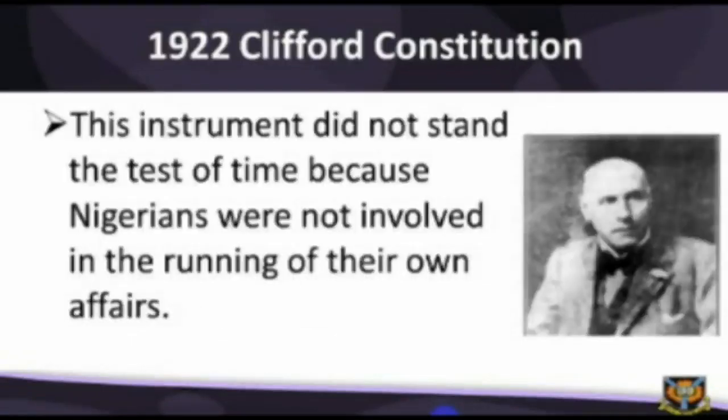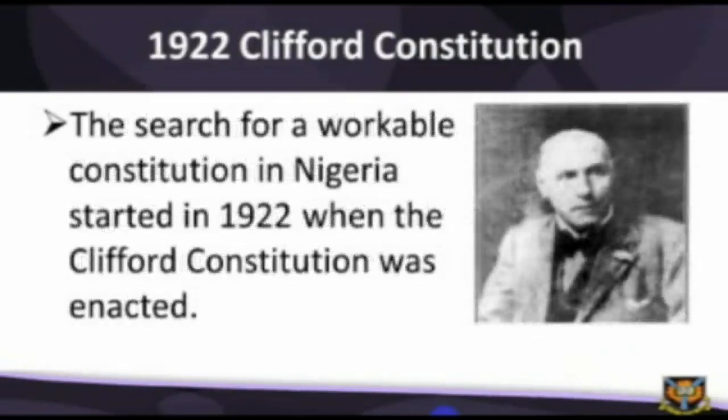This constitutional instrument did not stand the test of time because Nigerians were not involved in the running of their own affairs. This led to serious agitations by the educated elite, particularly on the platform of the NCBWA, for the inclusion of Nigerians in the administration of their affairs. Indeed, the search for a workable constitution in Nigeria started in 1922, when the Clifford Constitution was enacted.